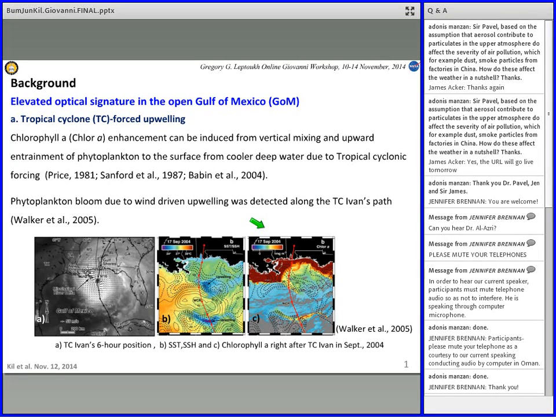It is well known that upwelling due to tropical cyclones can lead to an elevated optical signature in the open Gulf of Mexico. Chlorophyll A enhancement can result from vertical mixing and upward entrainment of phytoplankton from the deep cold water to the surface due to strong wind from a tropical cyclone. Tropical cyclone Ivan shows a good example of triggering such a phytoplankton bloom driven by upwelling.